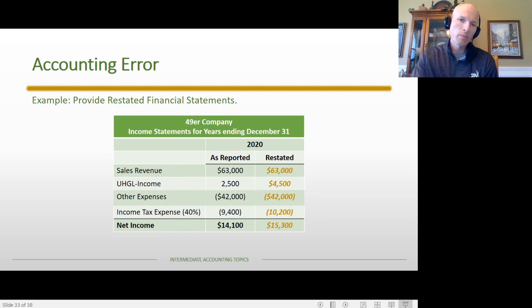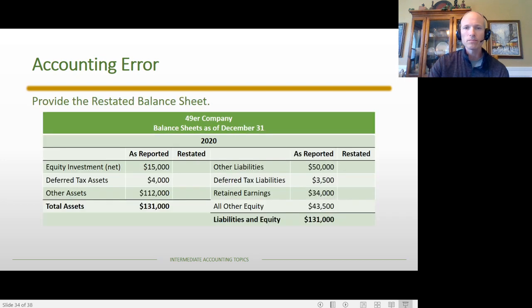And so our net income, notice that's an increase of $1,200, and the reason why it's $1,200 is because we increased the gain by $2,000, but we also increased the income tax expense by $800, which means there's a net increase of $1,200. Notice that that $1,200 difference is also the after-tax effect that was reported as part of retained earnings. So just be aware of that.